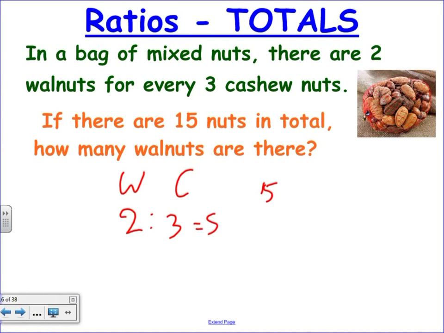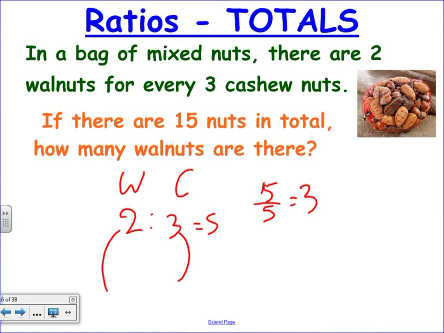5. I've got 2 parts and 3 parts, which is 5 parts. If I've got a total of 15 nuts and I've got 5 parts, what's 1 part worth? 3. How did you get 3? Divided by 5. So if I divide 15 by 5, it tells me that 1 part is worth 3.